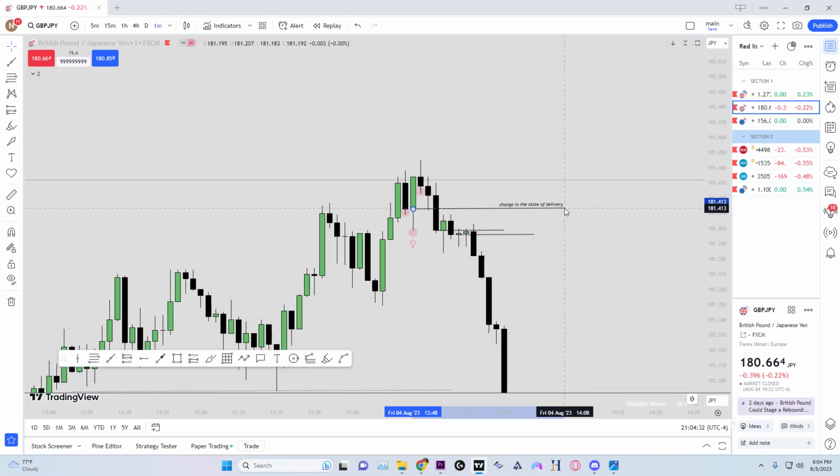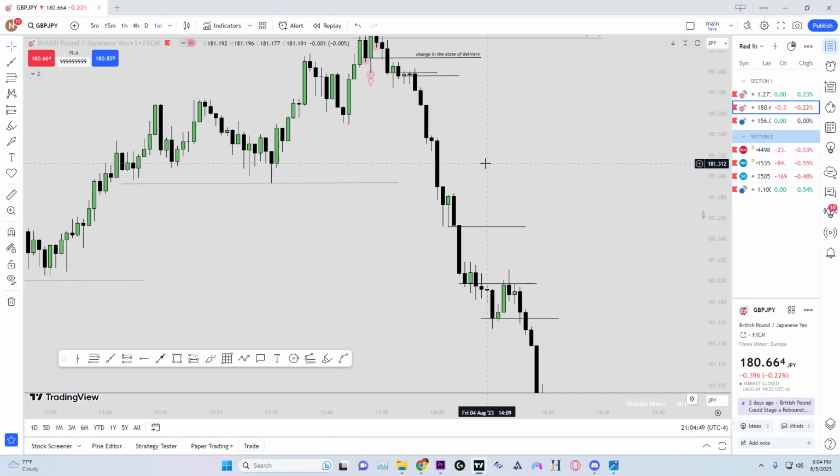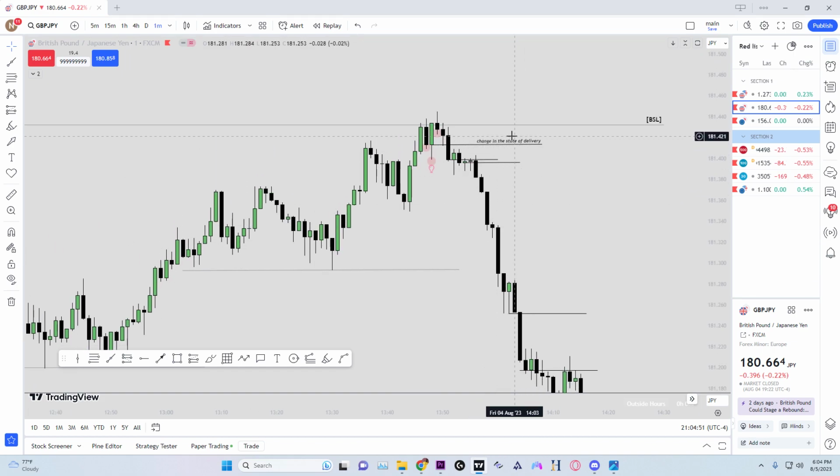I want you guys to study the change in the state of delivery. When there's low resistance and once we cross the opening price of the candle that took out that high, or once we cross an up close candle, do we start to support? Does it start to show resistance to up close candles? That's something you guys can study, but I think it's called institutional order flow. That's why it's called the change in the state of delivery.